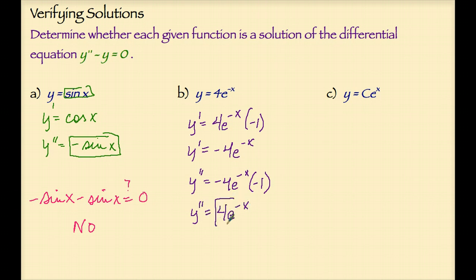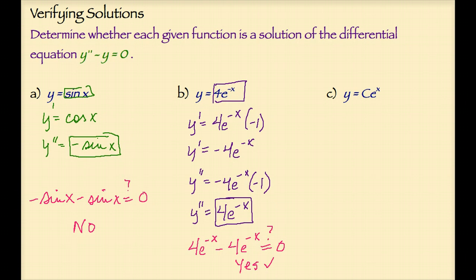Now we'll need this piece and this piece to plug into our differential equation to see if it is a solution. So we're going to say the second derivative, 4e to the negative x, minus the original equation, 4e to the negative x. And of course the question is, does that equal 0? And indeed, yes it does. So we have found a solution. y equals 4e to the negative x is a solution of this particular differential equation.